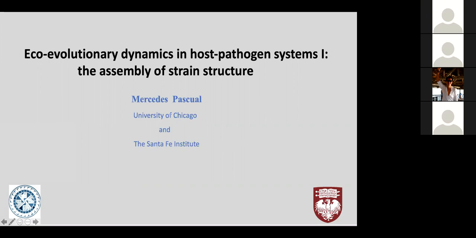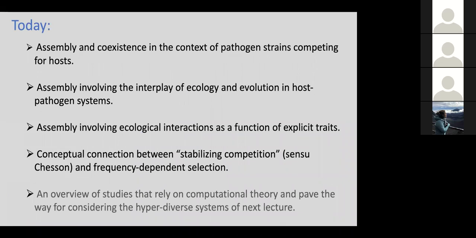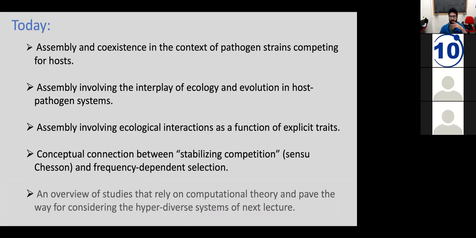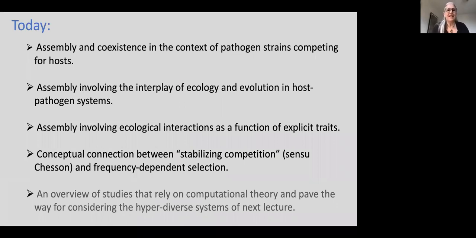So I will give this first lecture, and then I changed my program a little bit. The third lecture will not be on this interplay of ecology and evolution, and I'll mention a little more about that at the end. But today I'd like to follow up from what you have all heard about communities and talk about assembly and coexistence, but no longer in the context of species, but of pathogen strains within a population and their interaction with a host.